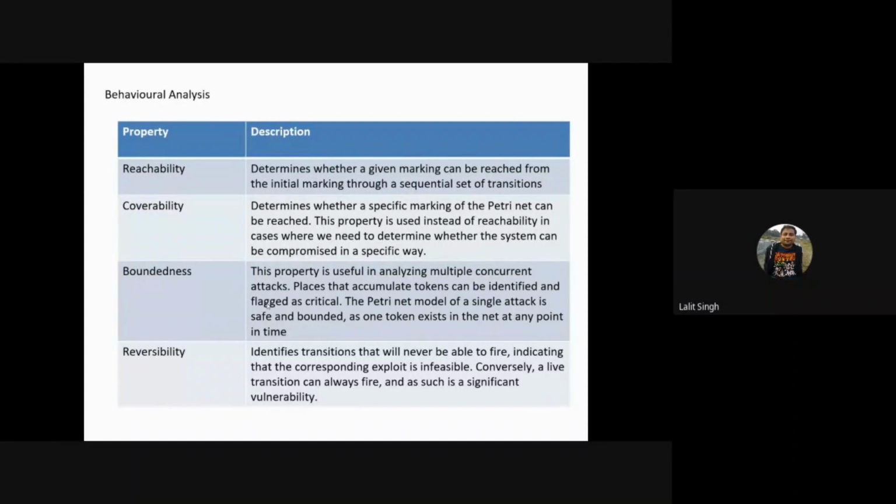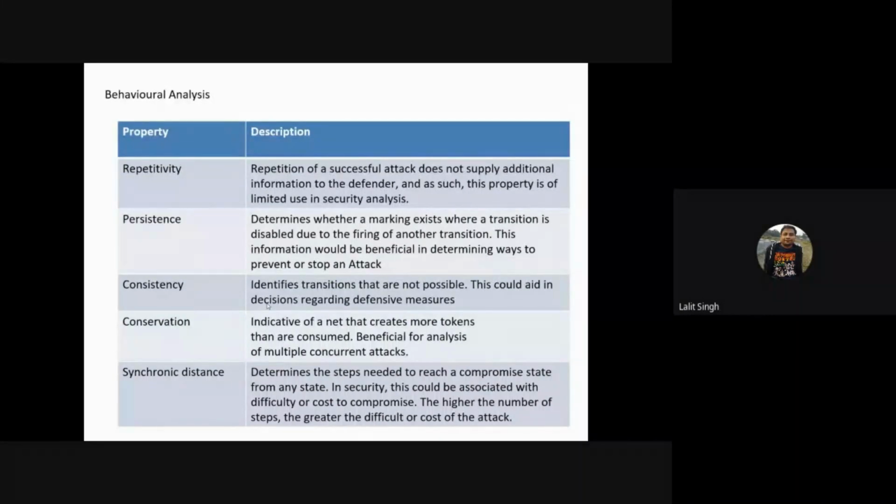We can check for the reversibility property, which basically identifies the transitions that will never be able to fire, indicating that some corresponding exploit is infeasible. Conversely, a live transition can always fire, such as significant vulnerabilities. Then the repeatability property does not supply additional information to the defender, and therefore it is of limited use in security analysis.